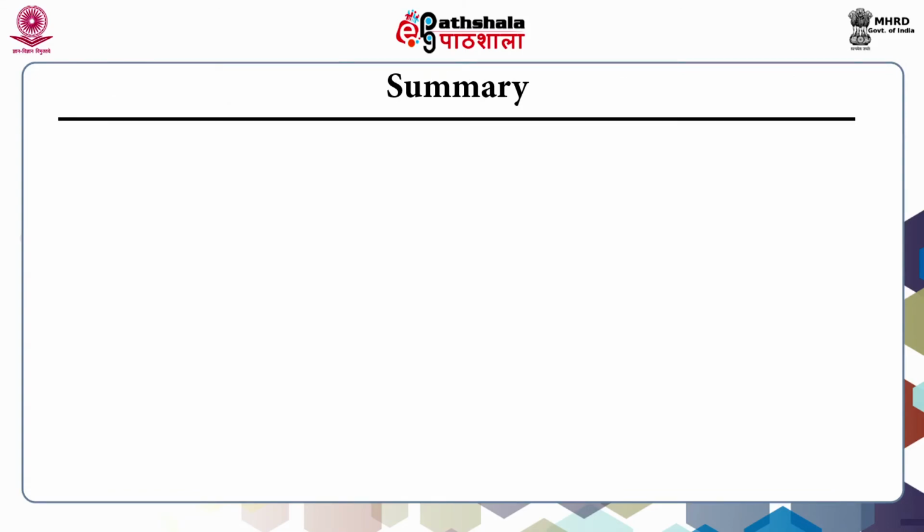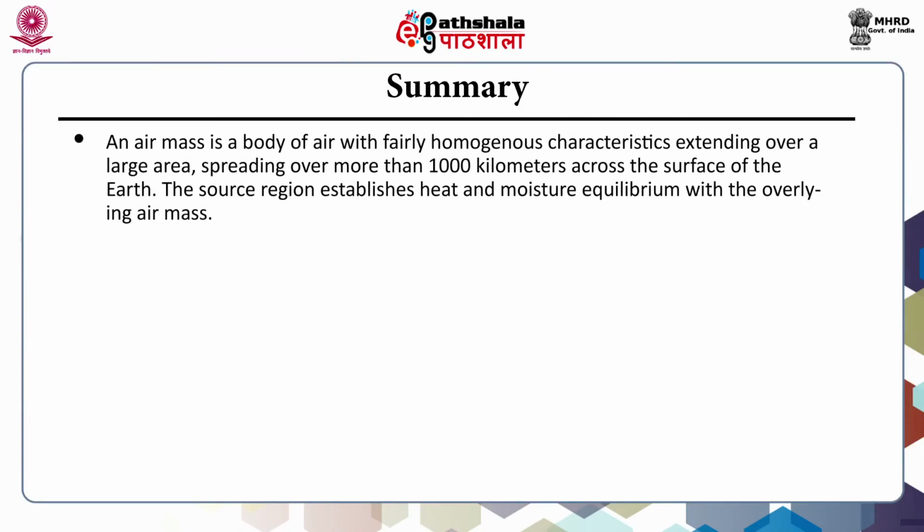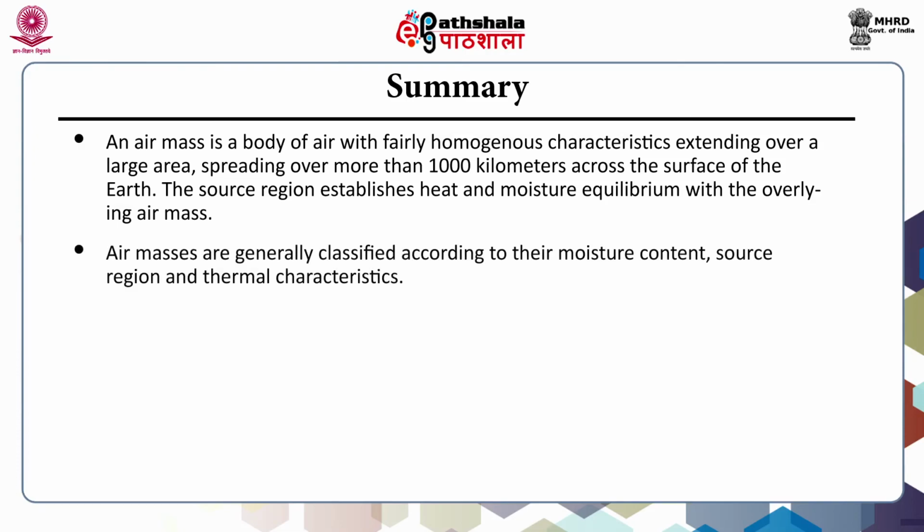So, to summarize, an air mass is a body of air with fairly homogeneous characteristics extending over a large area, spreading over more than 1000 kilometers across the surface of the earth. The depth may vary from a few kilometers to the height of the troposphere. The source region establishes heat and moisture equilibrium with the overlying air mass. Air masses are generally classified according to their moisture content, source region and thermal characteristics. And we have seen it is denoted by 3 letters, a lowercase letter for the moisture characteristic, and uppercase for the source region and thermal characteristics.